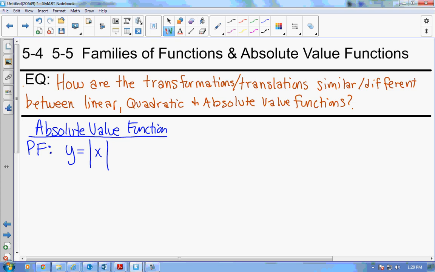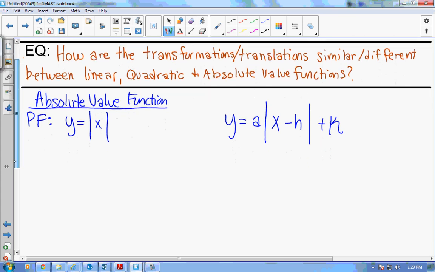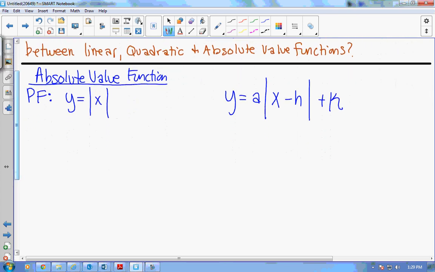Okay, so we have the same properties that all of our other functions have. We have a times the absolute value of x minus h, plus k. What do you think the A does to the graph? It could make it steeper. When will it become steeper? When the absolute value of A is such that we have to go up more than we go out. Absolute value will make it positive.